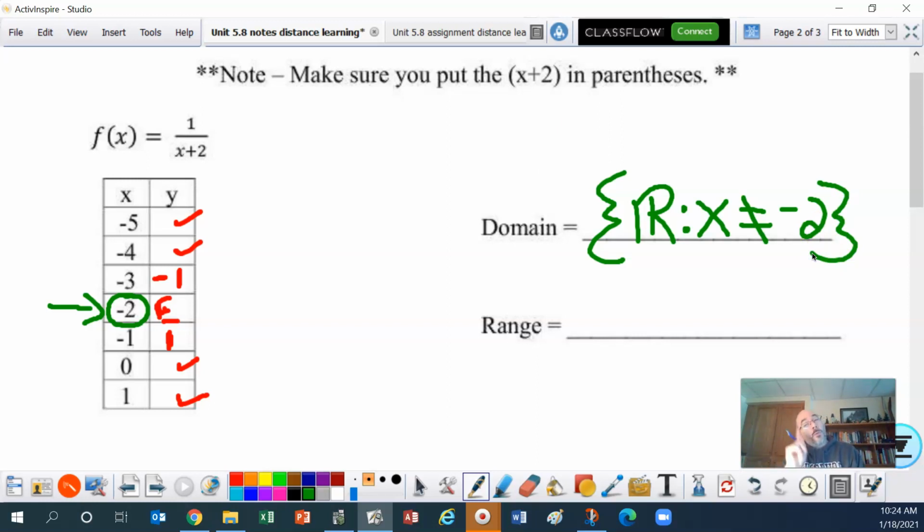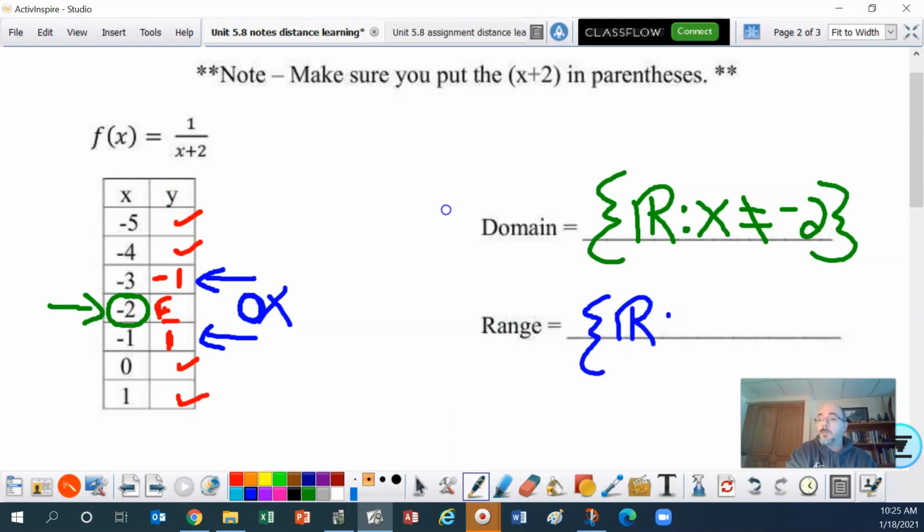But now the range value, this is where you got to be really, really careful. So we look at the number above the error, we look at the number below the error, and what's between -1 and 1? Again, we would say 0, wouldn't we? So that means that's the number that does not work. So the range is again all real numbers except where the y equals 0.